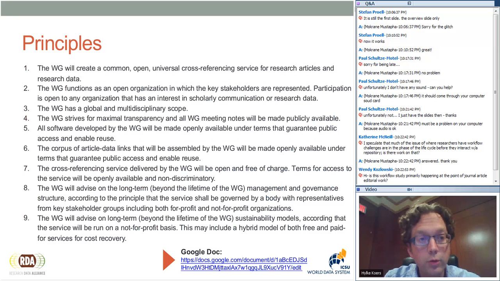So just to run through really quickly, mindful of the time, these different areas where we have made progress. This is a draft version of the principles. I just wanted to show them. There's a link to a Google Doc, and we will be sharing these slides as well, so you can take a look there and leave your comments. But really what we try to do here is lay out the open character of this endeavor, and also what our current thoughts are on the long-term sustainability and governance of this service.